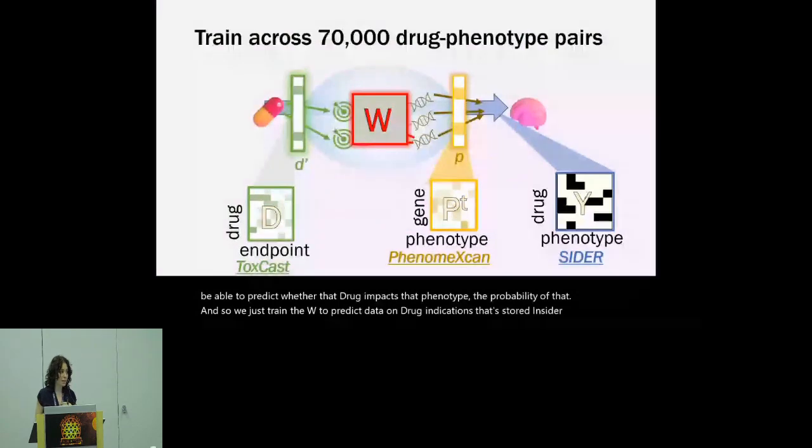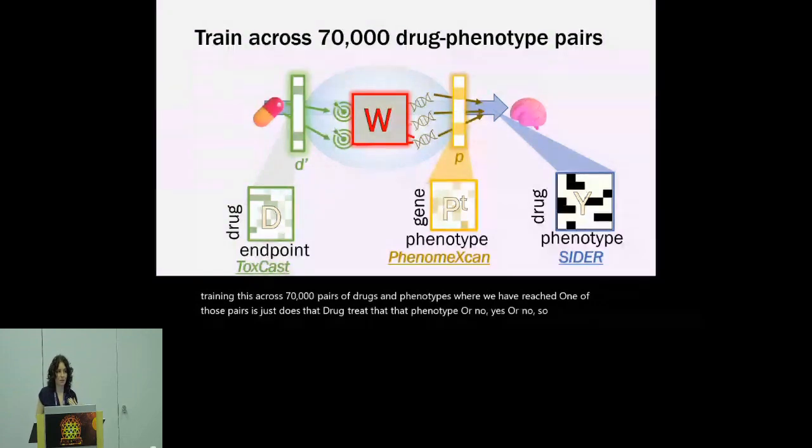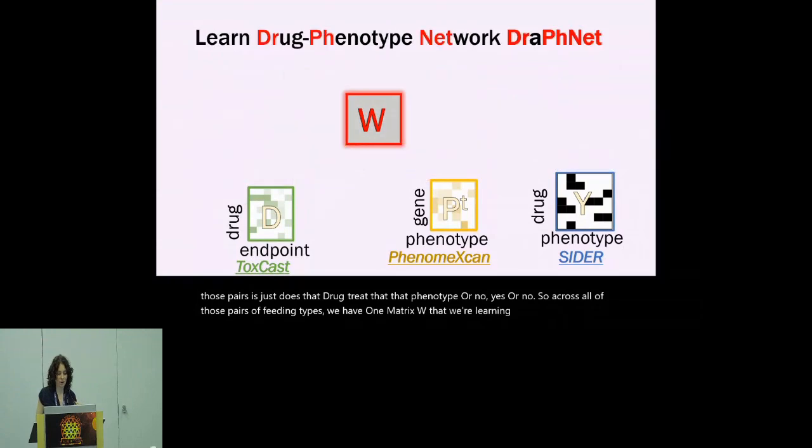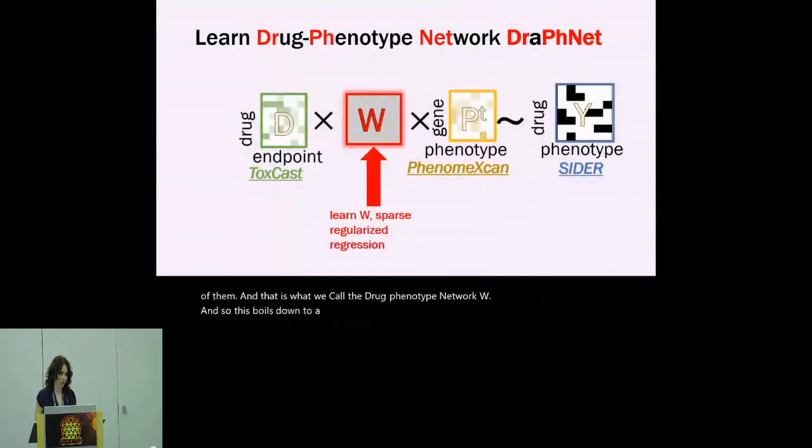So we're training this across 70,000 pairs of drugs and phenotypes, where we have for each one of those pairs is just, does that drug treat that phenotype or no? Yes or no? So across all of those pairs of phenotypes, we have one matrix W that we're learning consistent across all of them. And that is what we call the drug phenotype network W. And so this boils down to a sparse regularized regression, like I said, a linear model. So that's potentially very simple, but does it work? That's really the question. Does this actually work?